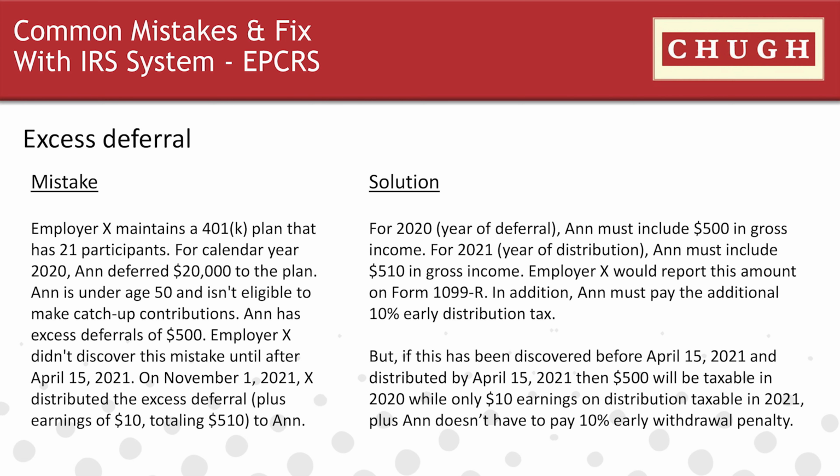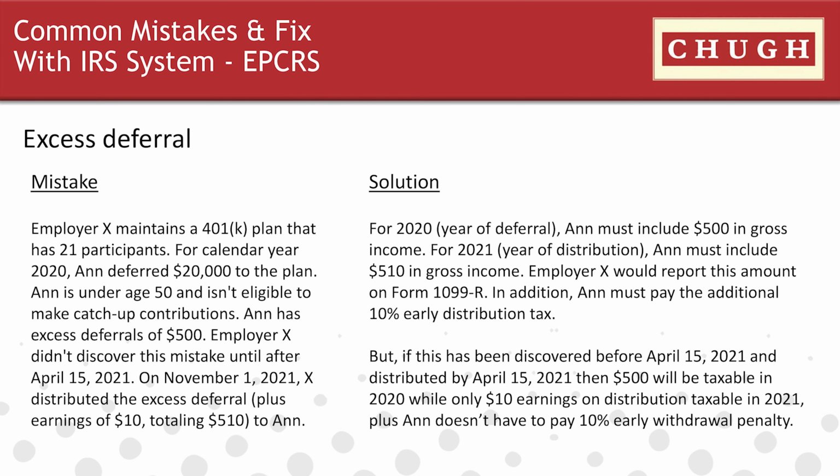But if this error had been discovered by employer X before April 15, 2021, and $510 was distributed by April 15, 2021, then $500 will be taxable in 2020, while only the $10 earning on the distribution is taxable in 2021. Plus, N doesn't have to pay any 10% early withdrawal penalty.